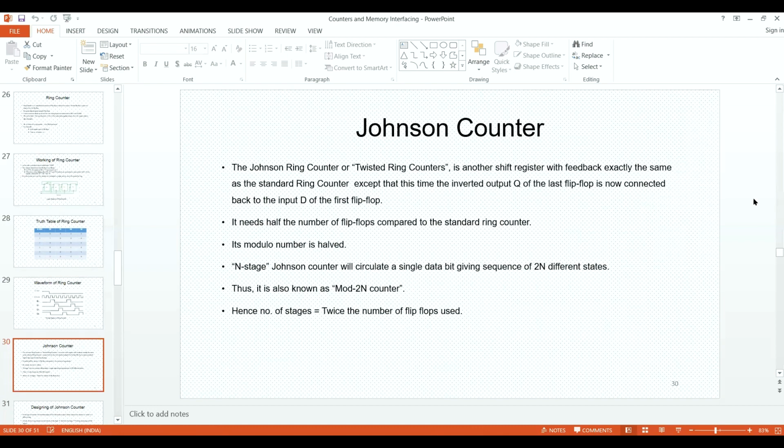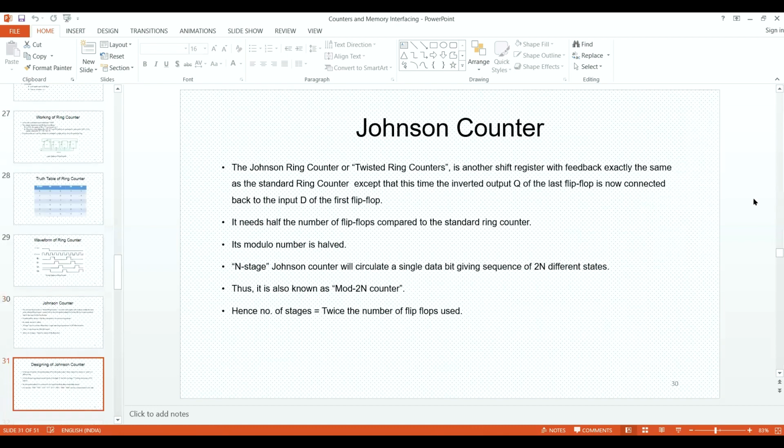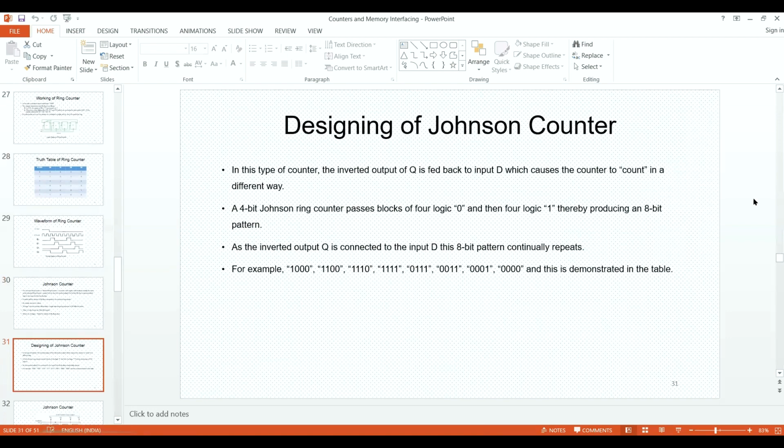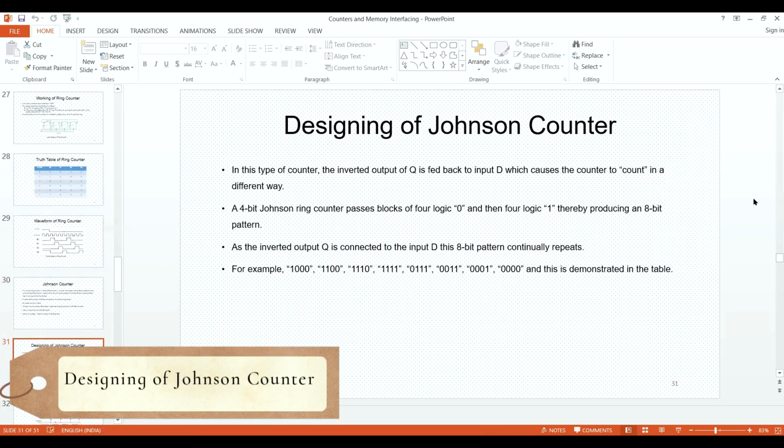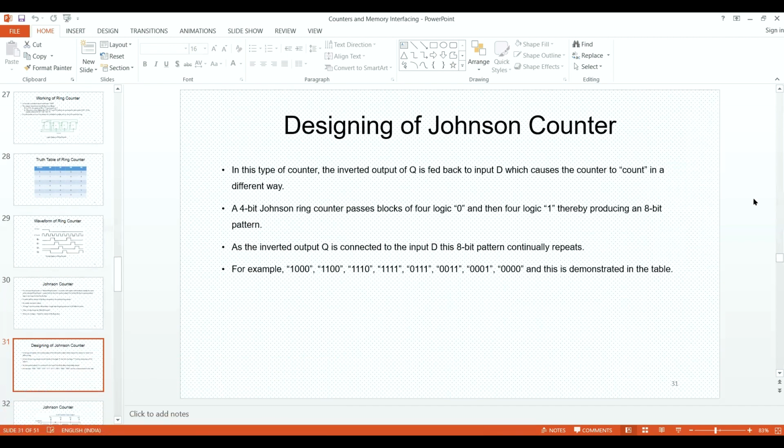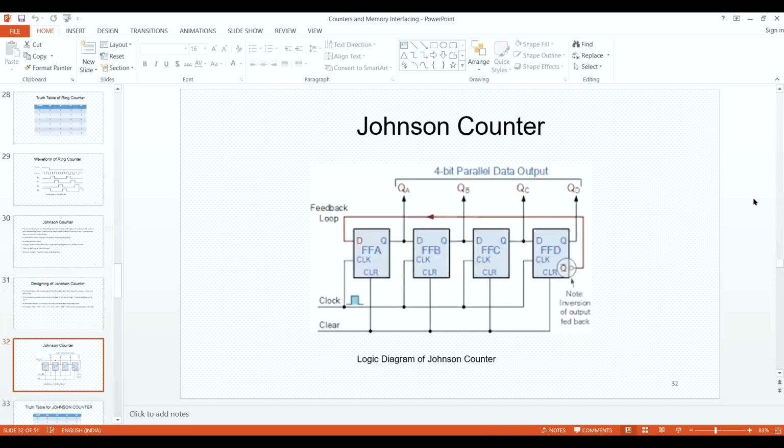If it is a 4-bit counter, we have to use 4 flip-flops, as you can see already in the previous slides. But in the Johnson counter, our objective is to reduce the number of flip-flops. So you can see the output is connected to the flip-flop that we already discussed. That is the theoretical part. So let's go to the truth table and the circuit diagram.